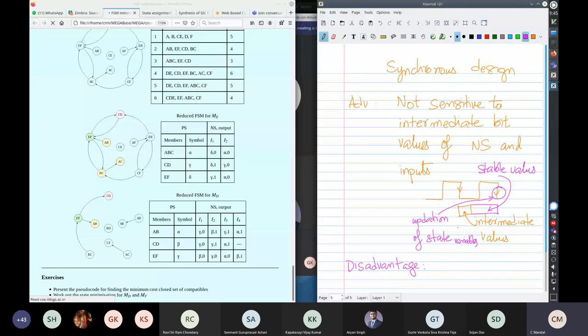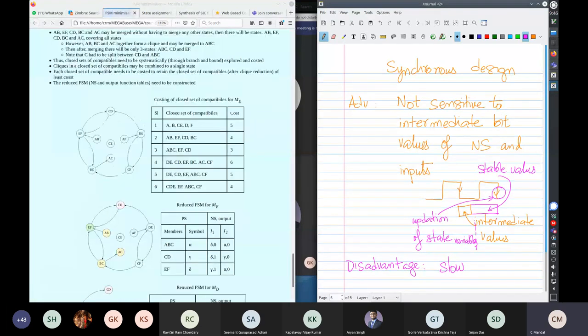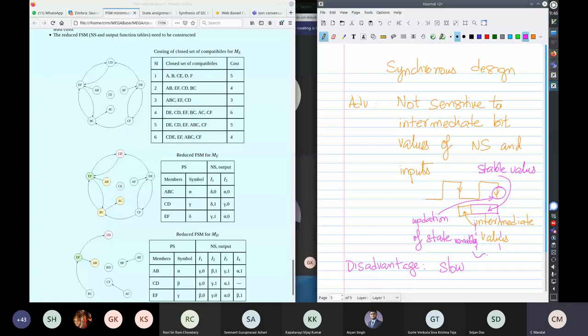Disadvantage is that it is slow. Okay, it is slow. Wasted time. So much of time is wasted. And the advantage is that you don't have to bother about those intermediate values, but so much of time is wasted.